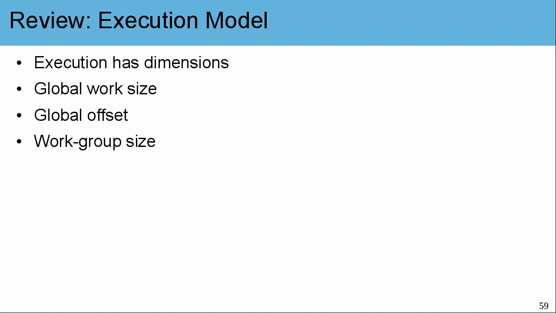So let's review our execution model. Remember that execution has dimensions. We have global work size, global offset, work group size. I spent so much time explaining these concepts because they're very important when you actually write kernels. And there's relevant functions to access those. Remember, again, the argument list is fixed. So the only way to figure out what we're doing is to use external functions to ask the system, whatever is running these functions, where we are.